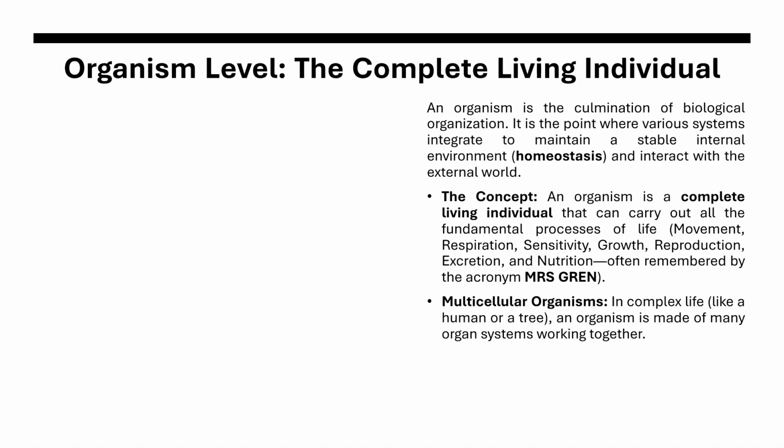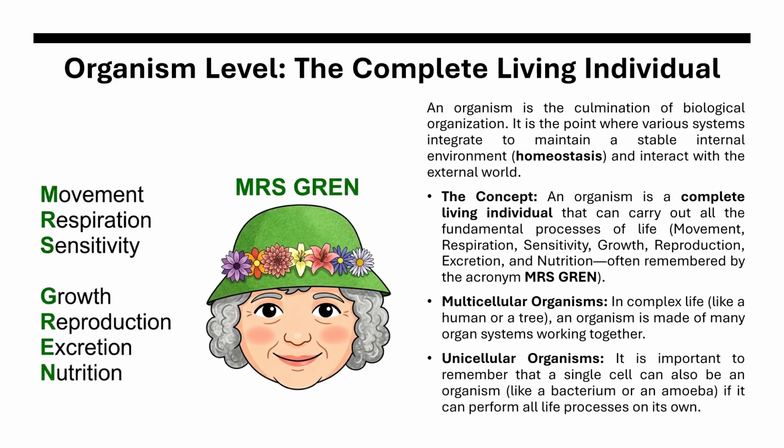It is very easy to think of organisms as big things like humans or trees, which are multicellular, made of billions or even trillions of cells, organized into tissues and systems. But do not forget, a single cell, which is called a unicellular organism, like a bacterium or an amoeba. Those are also incredible because a single microscopic unit performs all 7 life processes on its own. They are a one cell army.